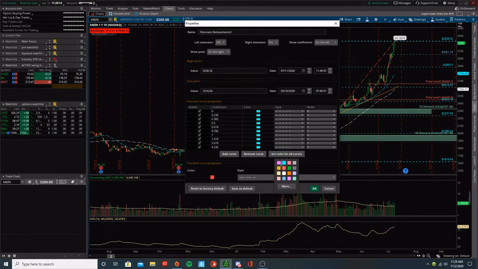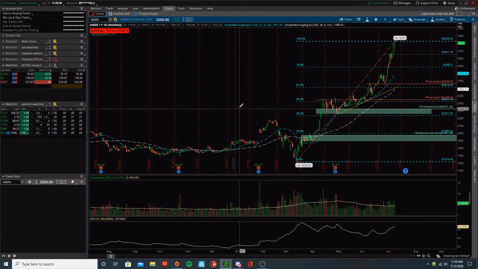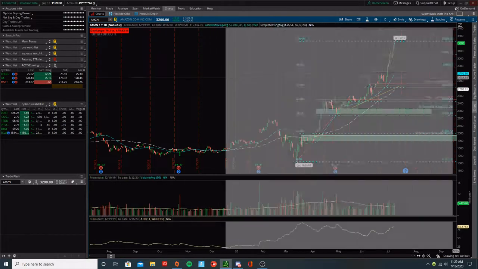When you also get them, you can change the color. I have mine as blue. You can change the color like this to set color for all curves. I changed mine to blue, and you can change the style right here. I have mine on the dotted lines, and you can change the width. I have mine all on the lowest width, besides 0 and 1. Those I have a little bit wider just to mark out because those levels are significant.